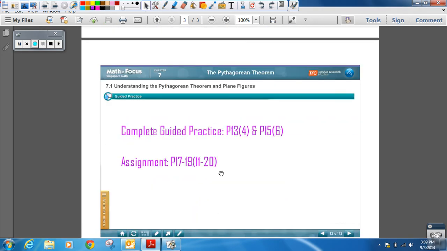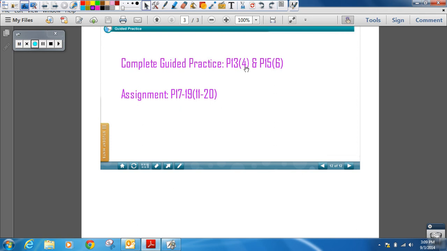Okay, you now have your guided practice to complete, page 13, number 4, and page 15, number 6. Your assignment then is page 17 through 19, numbers 11 through 20.